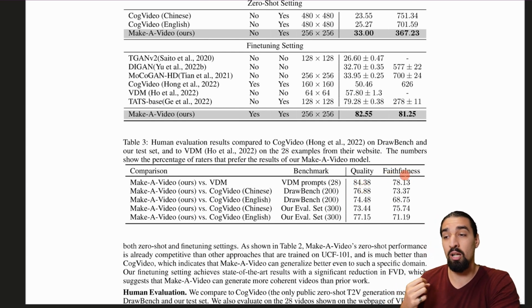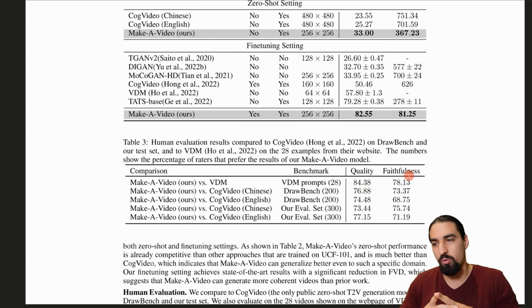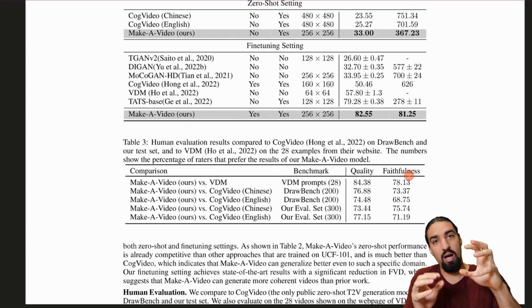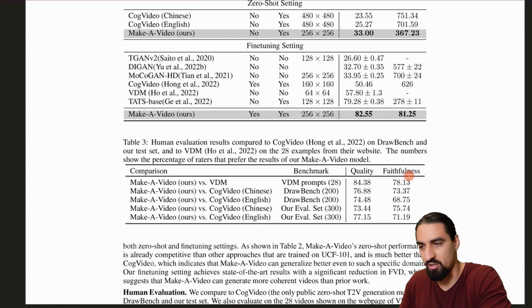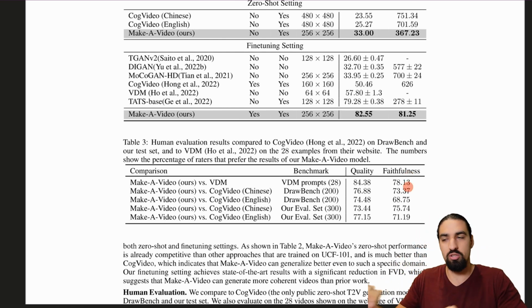The faithfulness column basically tells you how they ask those reviewers to judge how nicely the generated video is described by the text that was used to generate it, and that's the faithfulness metric. And again, they're comparing both videos side by side.